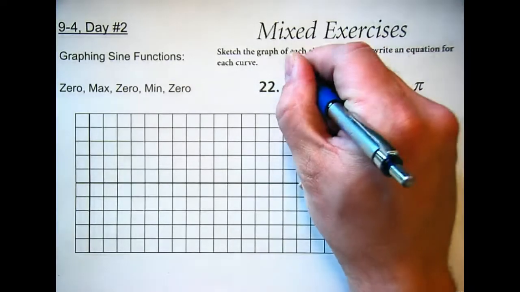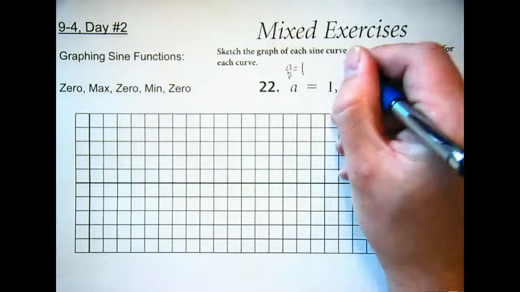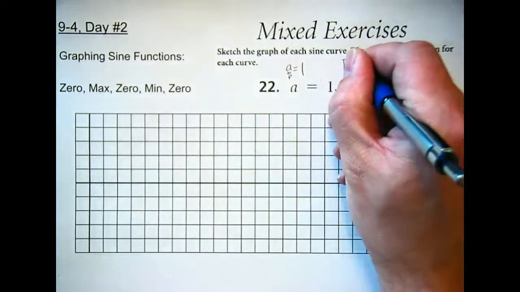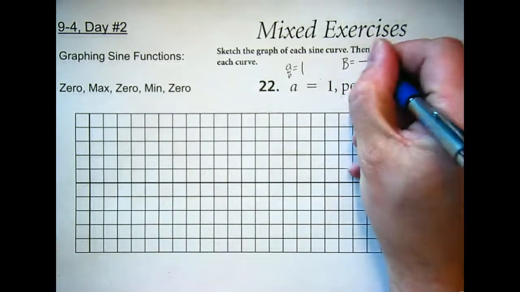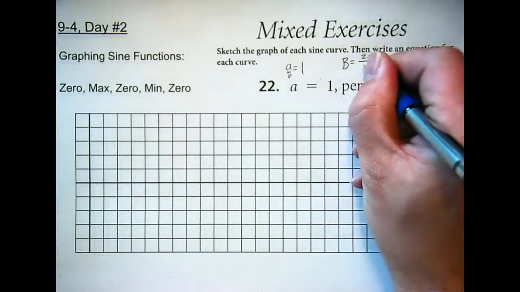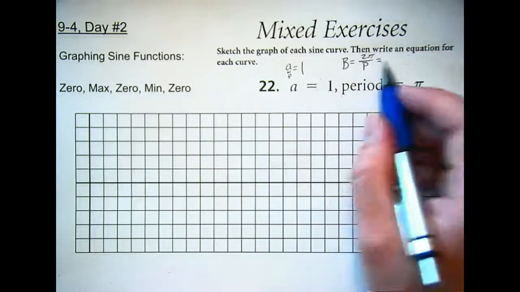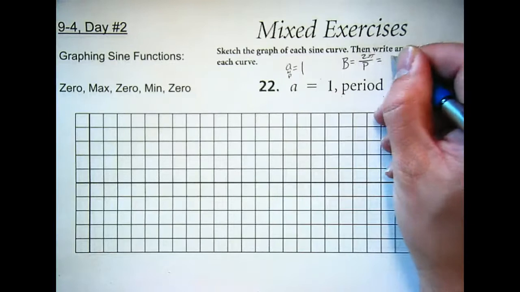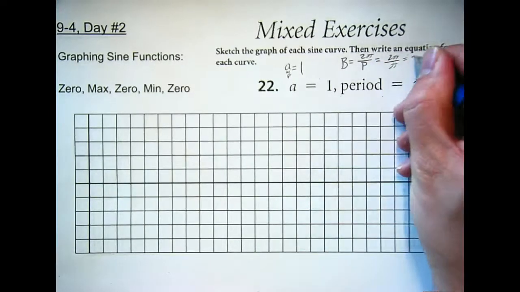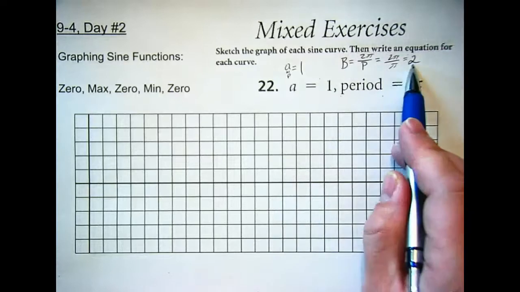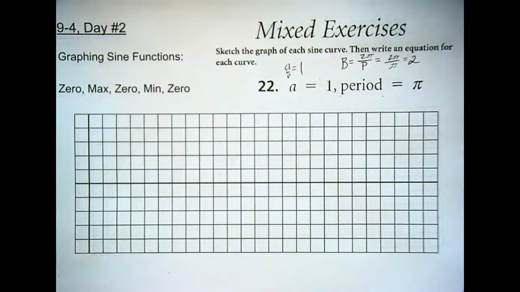You know the amplitude. The amp is 1, right? The period is pi. So B, what's the formula to find B? 2 pi over p. Okay, Alicia, what did you get for that? I got 2. So we get 2 pi over pi, which gives us a b term of 2. That means there are going to be two cycles from 0 to 2 pi. That make more sense?